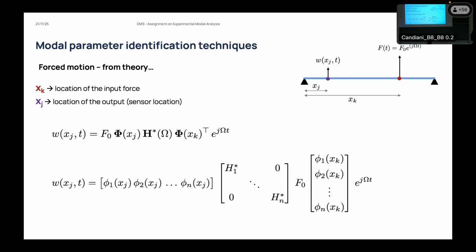So, in the slides, you have just the same expression I wrote here on the blackboard, and then you have also the way you can look at this in a matrix form. So, the first vector, that is the vector of the mode shapes computed in the location of the output, is the first row vector you can see there. Then you have the matrix of the frequency response function that, as I showed here, is a diagonal matrix. And then you have the vector of the mode shapes computed over the input location, that is xk.